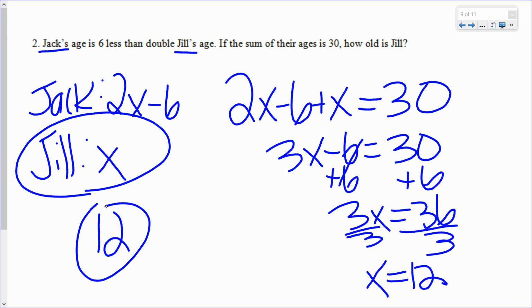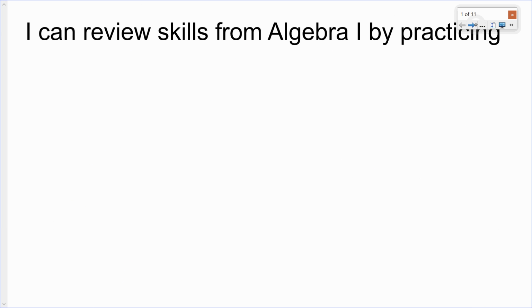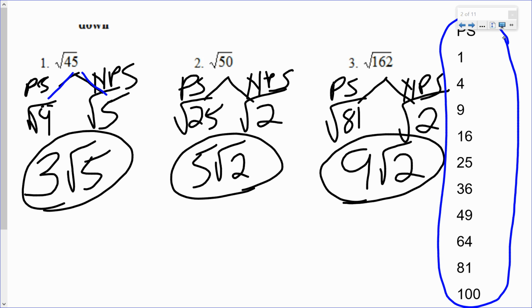So, the three things that we talked about. One, the most important, what's going to come up the most in geometry, reducing radicals. Break it down into two radicals, perfect squares and non-perfect squares. Find the largest number from this list that goes into it. And again, where are these numbers coming from? 1 times 1, 2 times 2, 3 times 3, 4 times 4, etc. Once you break it down to perfect squares and non-perfect squares, you take the square root of your perfect square, that goes outside, and then the non-perfect square comes down.